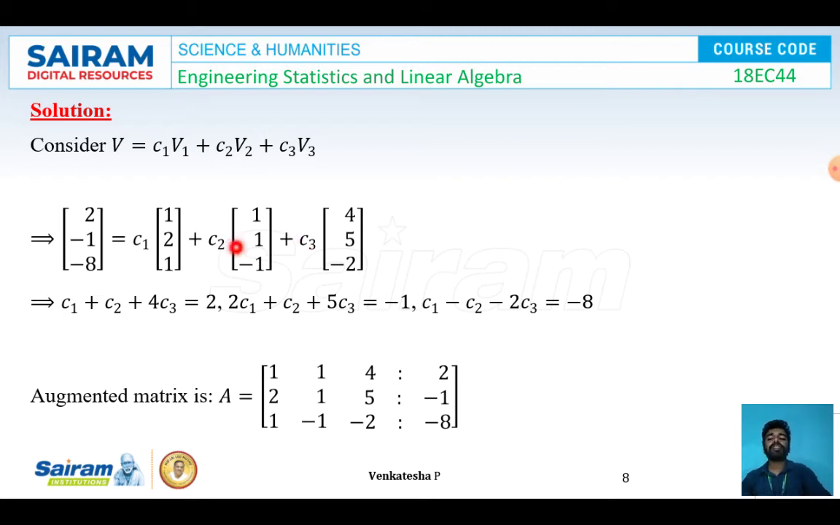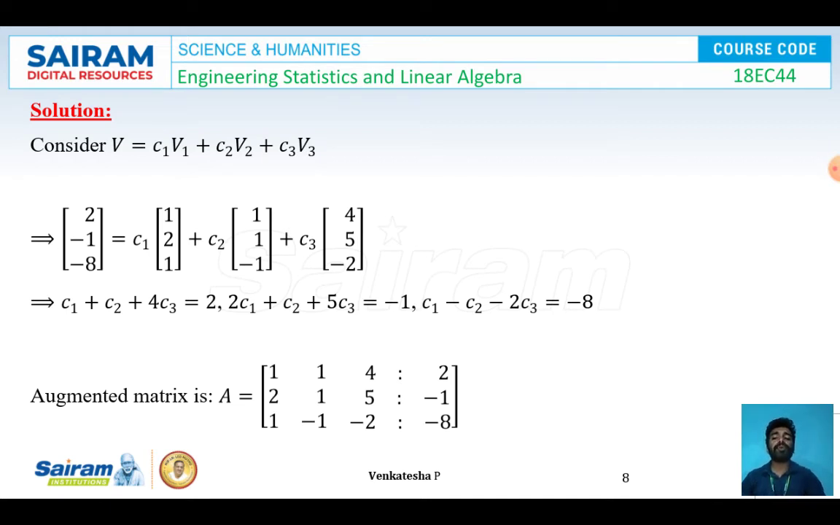Expanding this, we got a system of three equations with three unknowns, that is C1 plus C2 plus 4C3 is equal to 2, 2C1 plus C2 plus 5C3 is equal to -1, C1 minus C2 minus 2C3 is equal to -8. Now I am going to write the given system of equations in terms of an augmented matrix like this. So I got the matrix A: row 1 is 1, 1, 4 augmented with 2; row 2 is 2, 1, 5 with -1; row 3 is 1, -1, -2 with -8.